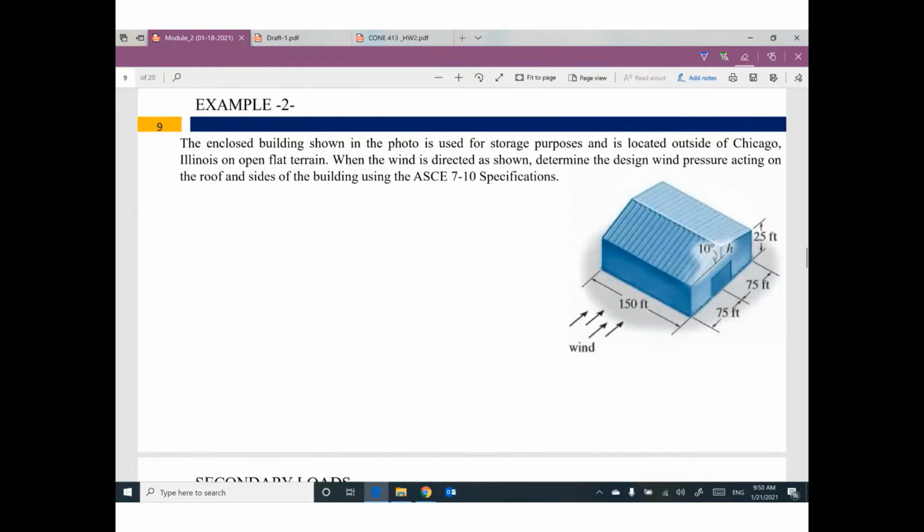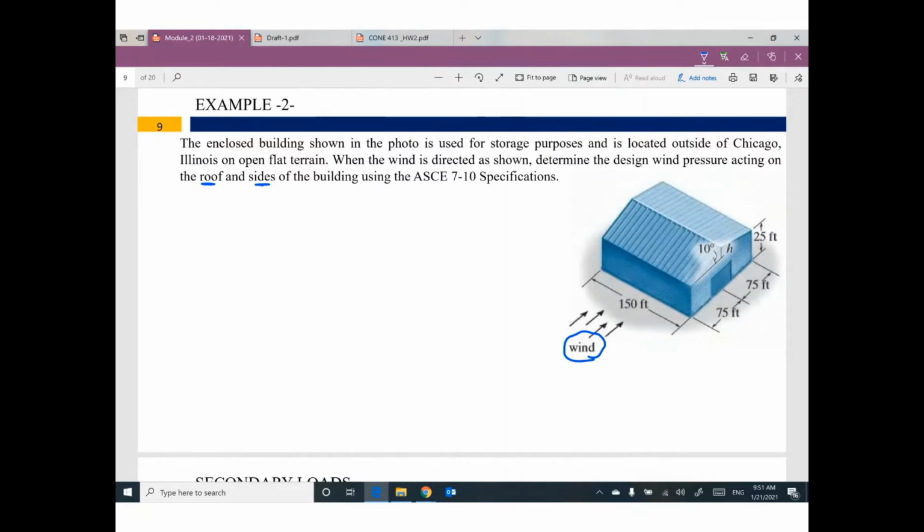Okay, we have an enclosed building shown in the photo, used for storage purposes and located outside of Chicago, Illinois, in open flat terrain. When the wind is directed as shown, in this direction, determine the design wind pressure acting on the roof and sides of the building using ASCE 7 specifications.